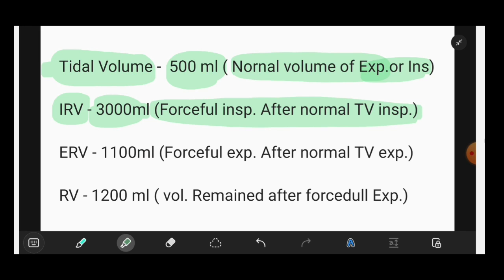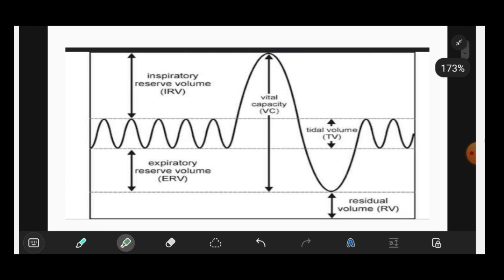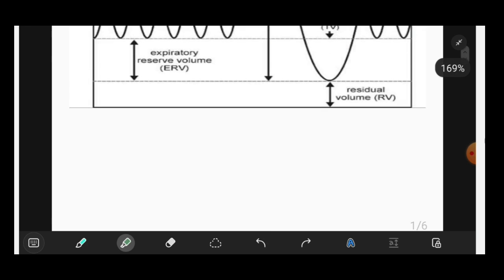It is the volume of the air that is forcefully inspired after normal tidal volume inspiration. In this graph you can see here is the inspiratory reserve volume, IRV. It's about this, only this. Up to this is the inspiratory reserve volume. Here you can see.